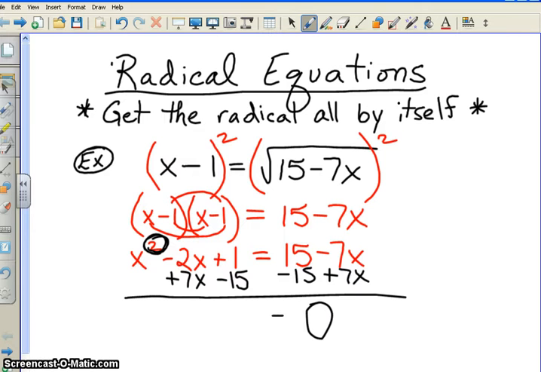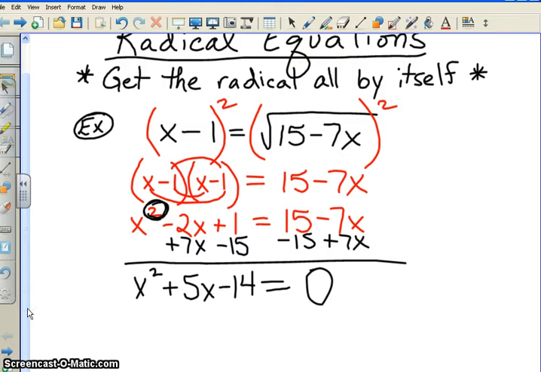So on the right, that'll give me a 0. And on the left here, we're going to keep the x squared. Minus 2x plus 7x is plus 5x. And positive 1 minus 15 is minus 14. Now at this point, when you have your quadratic equation equal to 0, you've got your choice here. You can complete the square, you can do quadratic formula, or we can try to factor in Mr. Squiggly. This, I believe, we are going to be able to factor, so that'll probably be the easiest method.